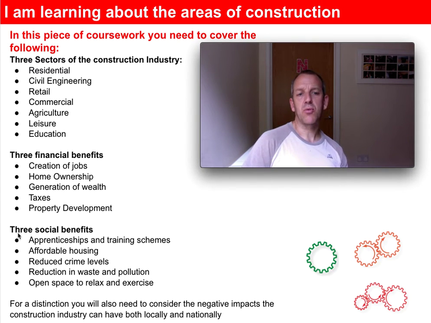You also need to look at three social benefits. So these are things that don't necessarily make us money, but they still benefit us. So apprenticeship schemes and training schemes for people, creating affordable housing for people on lower incomes, reduce crime levels. If we go in and we develop high streets and we make them all look shiny and nice again, we quite often find that we get a reduction in crime because of that.